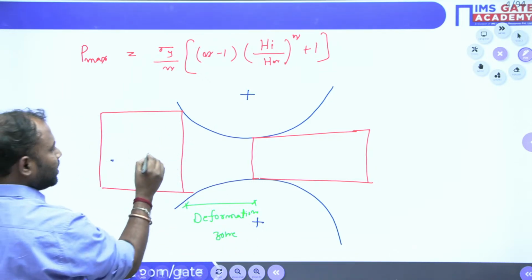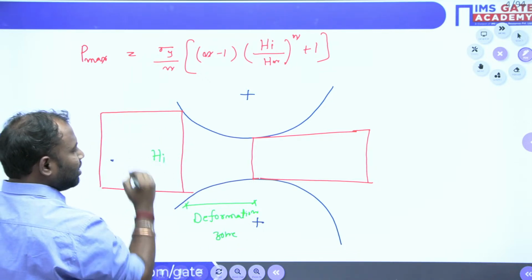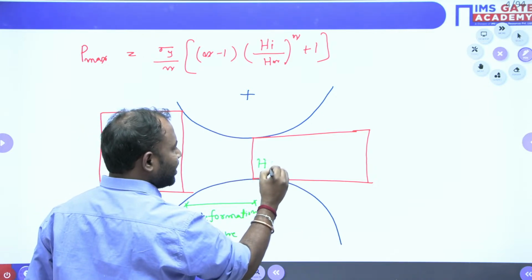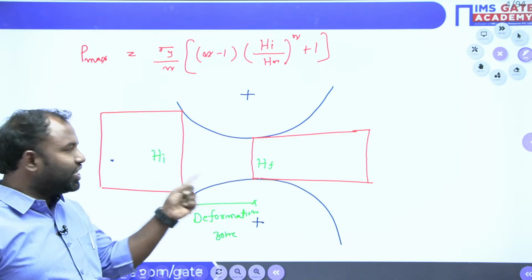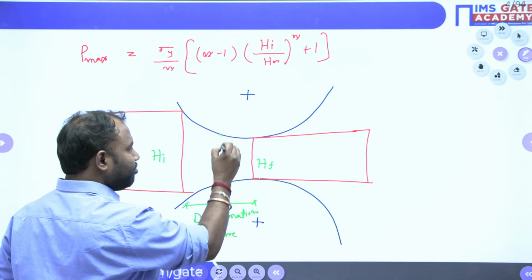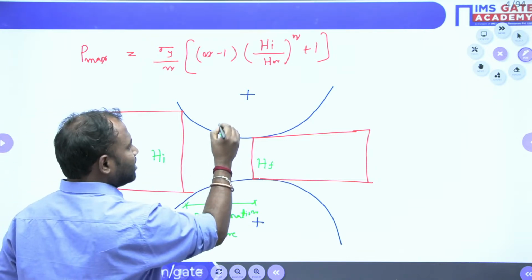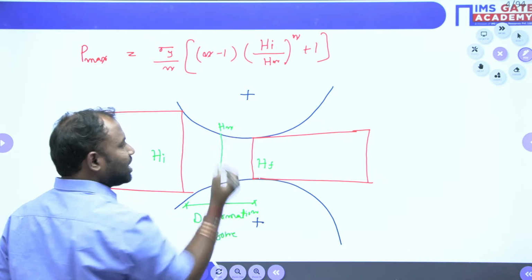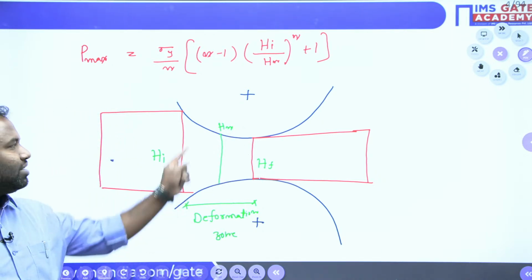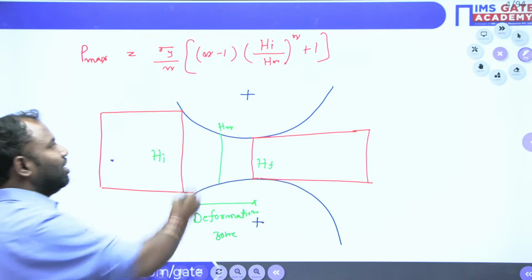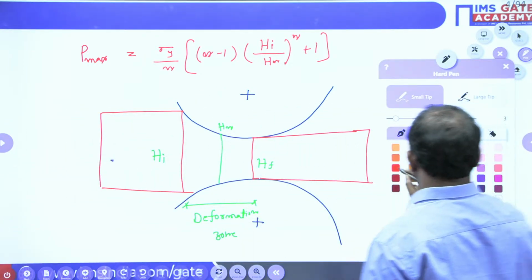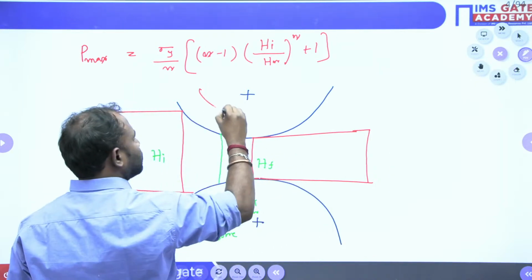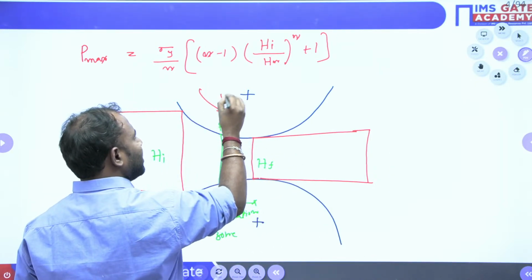Now we know that here it is H initial and here it is H final. Somewhere in between H initial and H final, we may find Hn. That means Hn is the thickness at the neutral point. Now this roller is rotating with a certain velocity, say v.